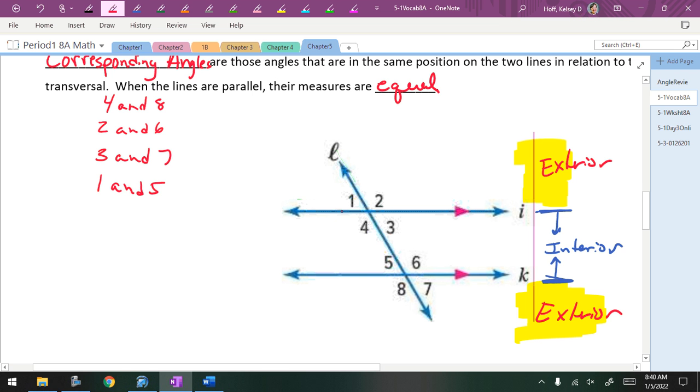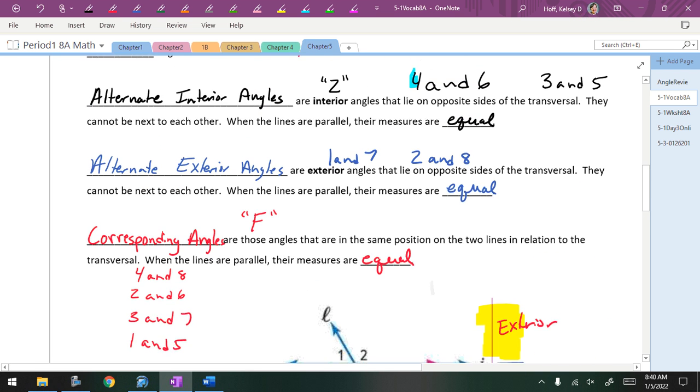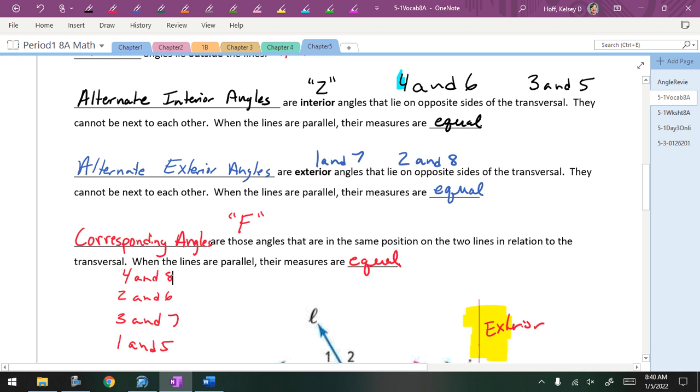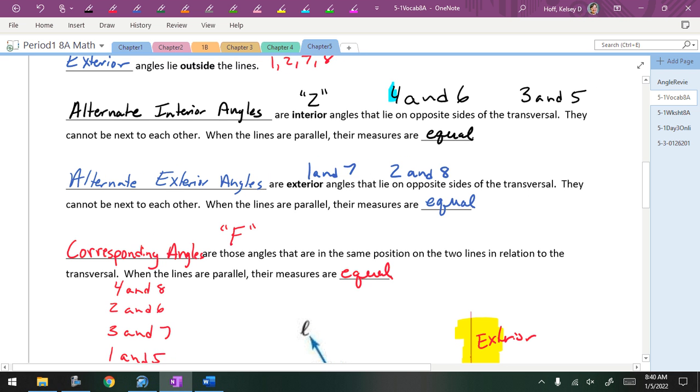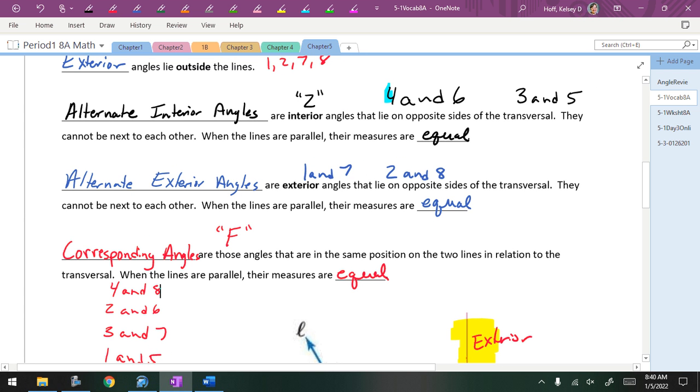Okay, so all of those will make an F. So today we're going to focus on supplementary, alternate interior, alternate exterior, corresponding. All right, flip it to the back side. Ms. Hoff is going to leave the definitions up here so that you can look at it. You guys are going to go through this. We're going to do it as a class.